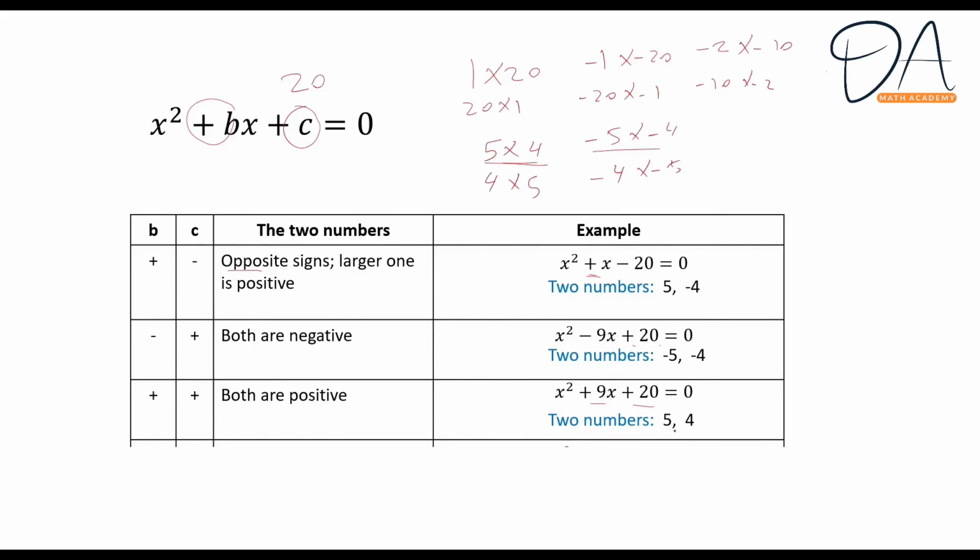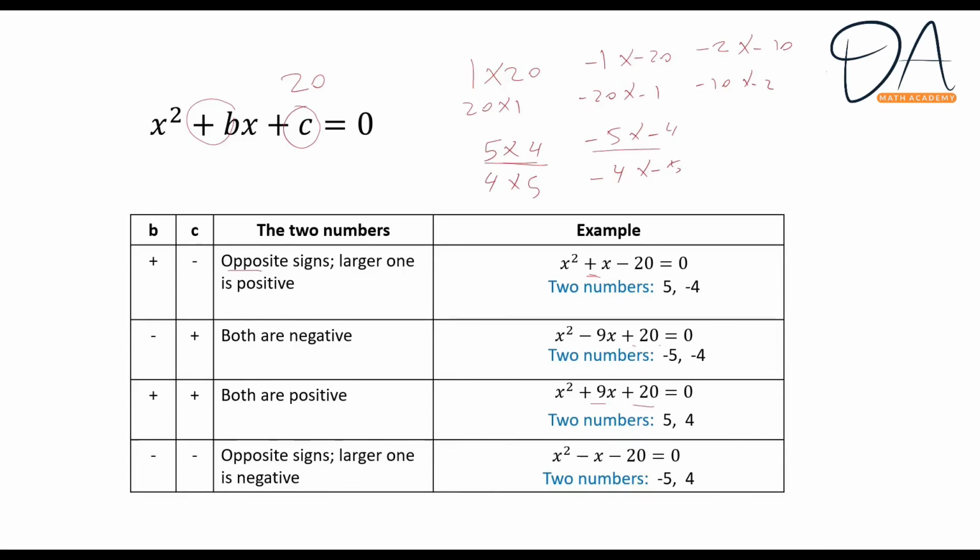If you consider negative values, minus 5 and minus 4, you will get 20 when you multiply them, but when you add them, you get a negative value. So it will not work out. The last case is when b is negative and c is negative. Again, when c is negative, you are looking for two numbers with opposite signs. But in this case, since the addition is negative, the larger one of the two numbers should be negative.